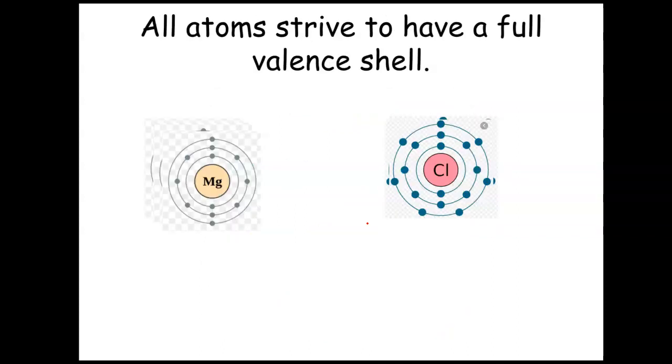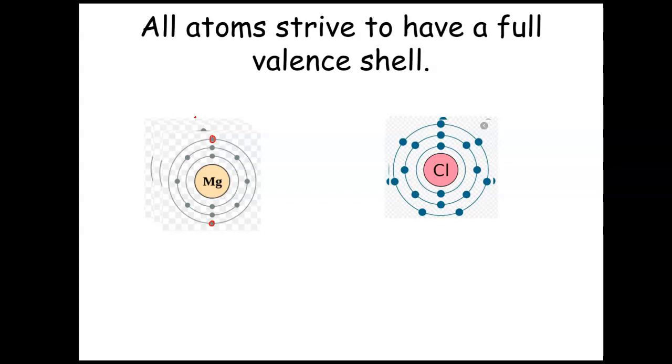So now let's try a different one. In this case, we have magnesium and we have chlorine. If you take a look at your periodic table for magnesium and draw the Bohr diagram, you'll notice that it has 2 valence electrons. And you ask yourself, has this magnesium reached nirvana? Has it reached that noble gas configuration? And the answer is no, because remember, it wants to have a full valence shell.